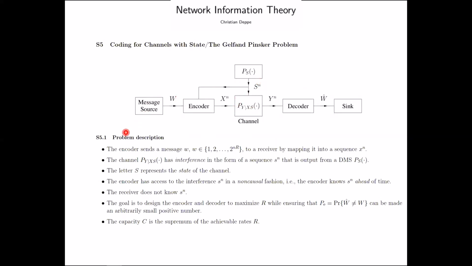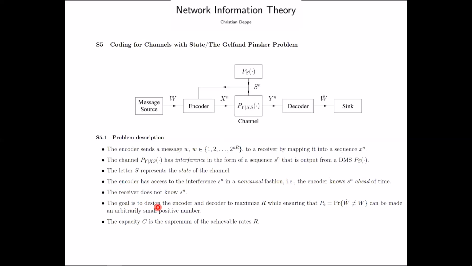The problem can be described as follows. An encoder wants to send a message W to the receiver by mapping it into the sequence X^n, like for the discrete memoryless channel. But now the channel P_Y given X and S has interference in the form of a sequence S^n, which is the output of a discrete memoryless source P_S. So the letter S represents somehow the state of the channel. And the encoder has access to the interference S^n in a non-causal fashion. That means that the encoder knows S^n before it encodes X^n.